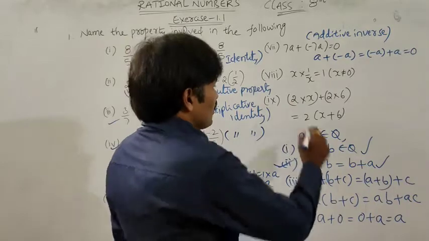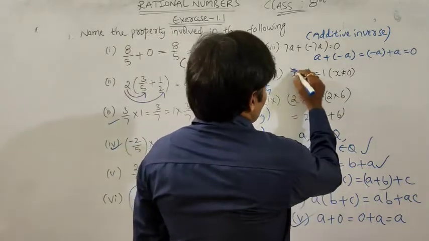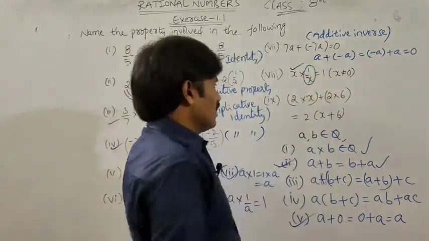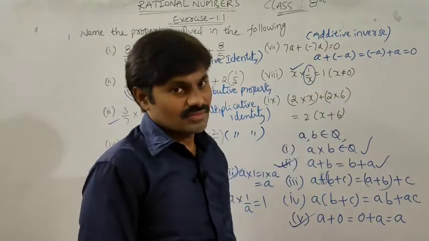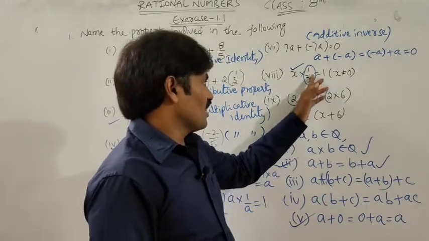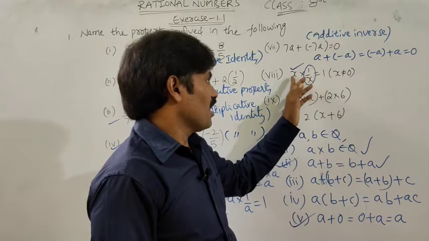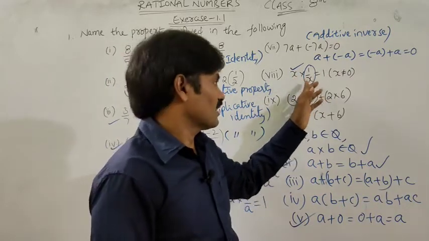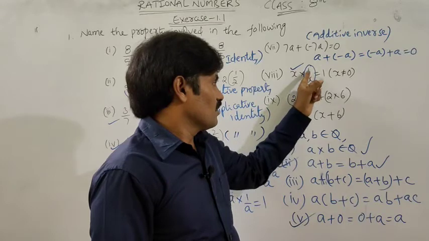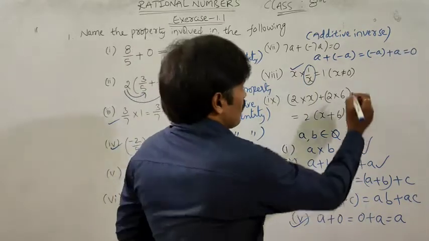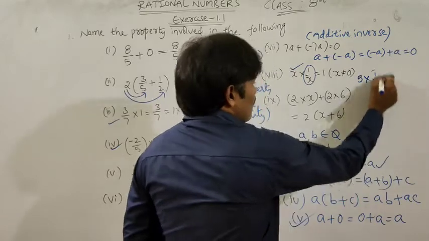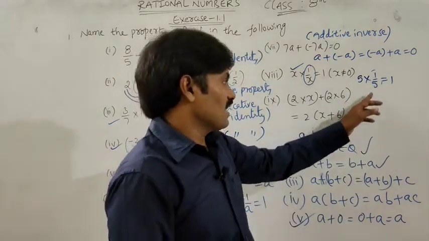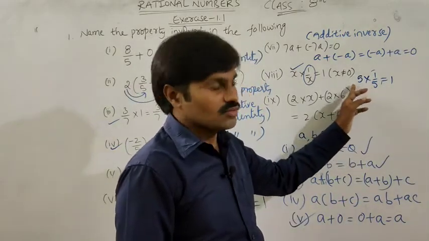Clear? Now here, x into 1 by x is equal to 1. If you find the product of these two numbers, we get 1. So what do you call 1 by x? Multiplicative inverse of x. If you multiply 5 by 1 by 5, we get the result 1. Then what do you call 1 by 5? Yes, multiplicative inverse of 5.